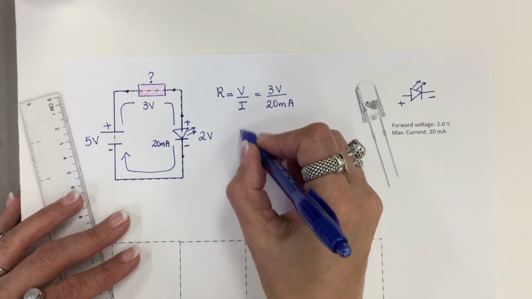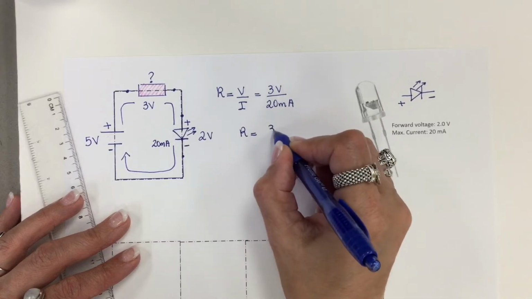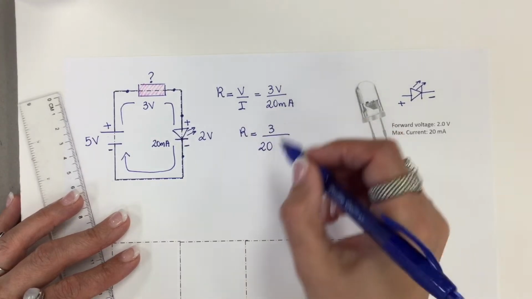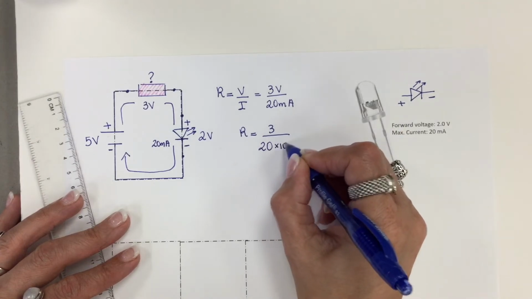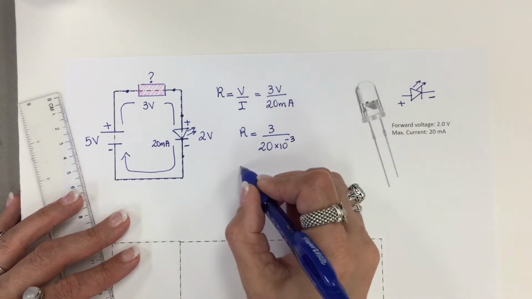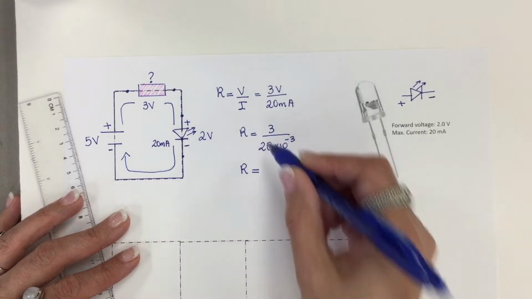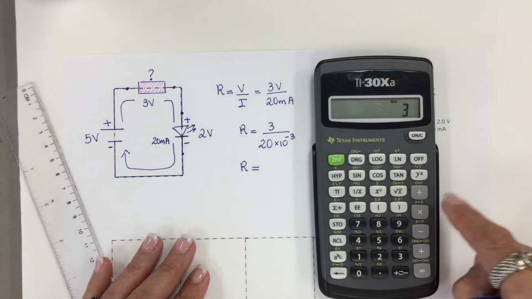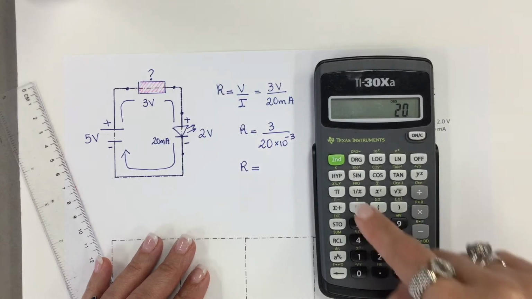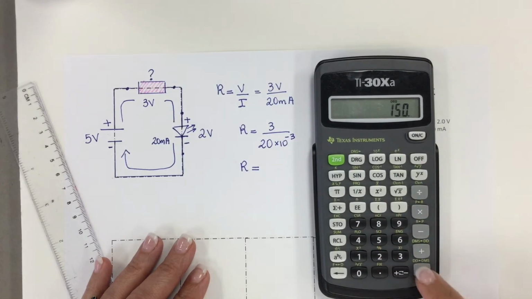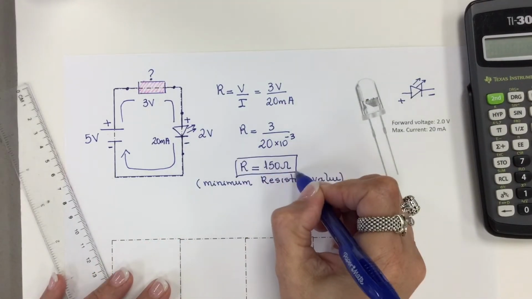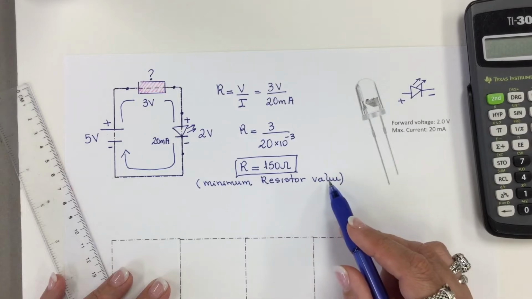Now remember that milli is a multiplier, so it is 10 to the minus 3. So we just need to plug in the calculator and find the value of this resistor. 3 divided by 20 EE negative 3 is 150 ohms. So 150 ohms is the minimum resistor value.